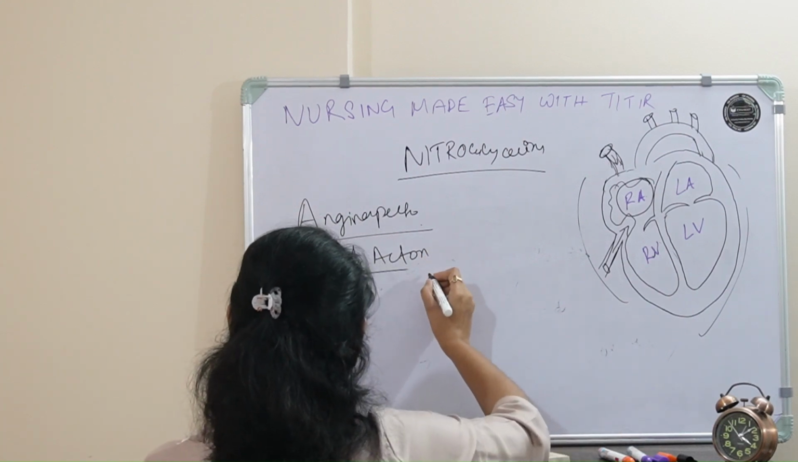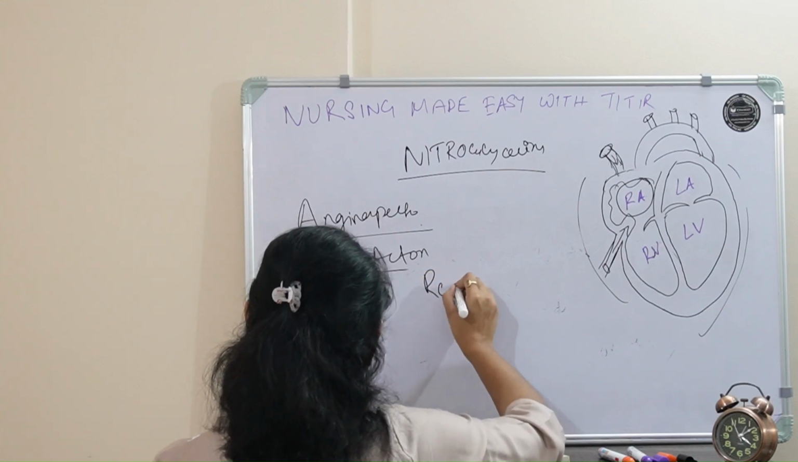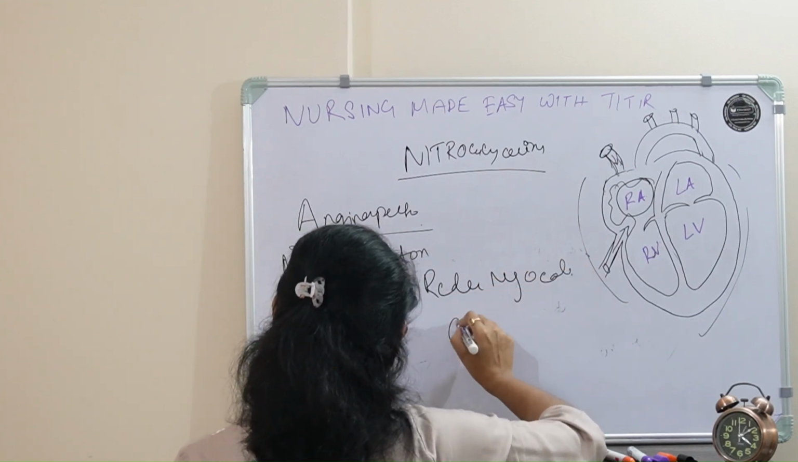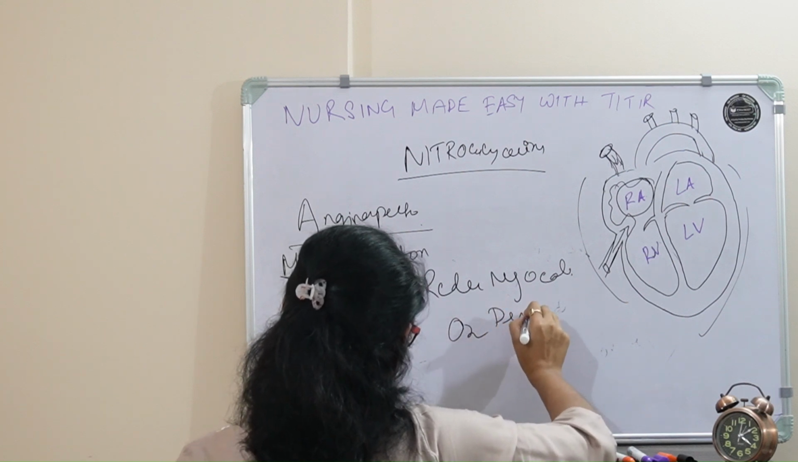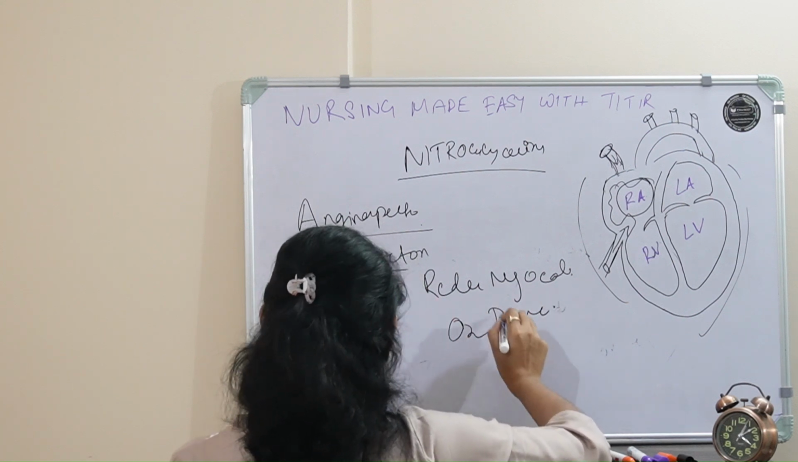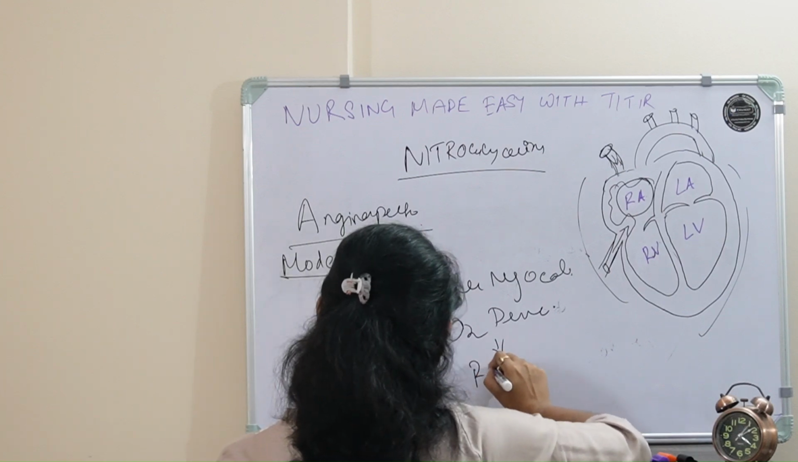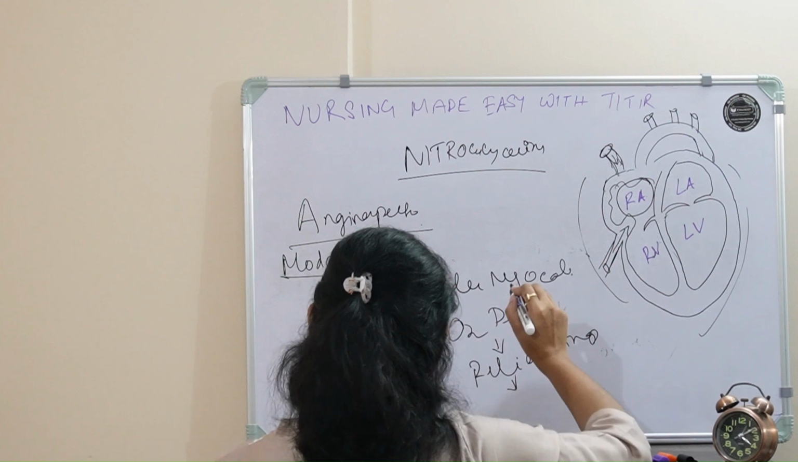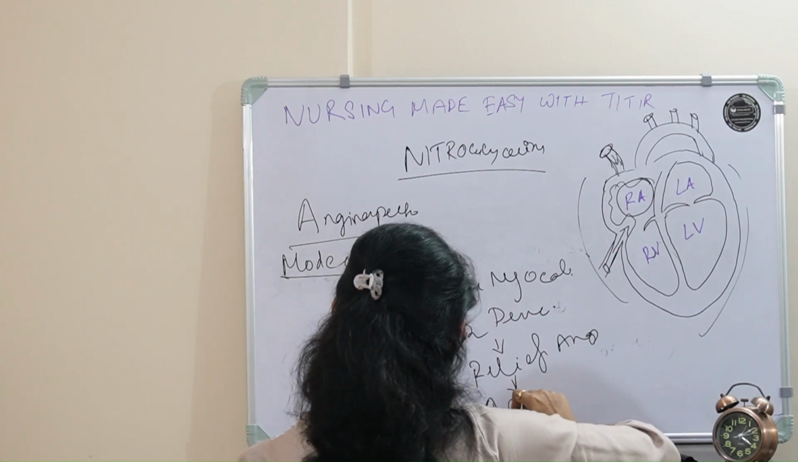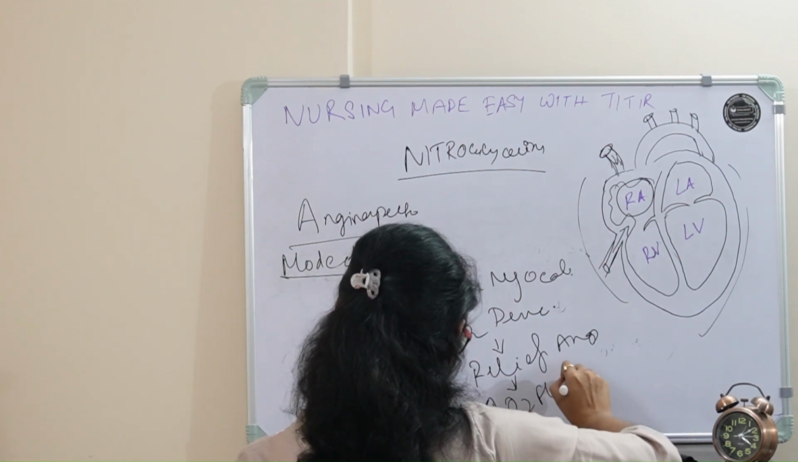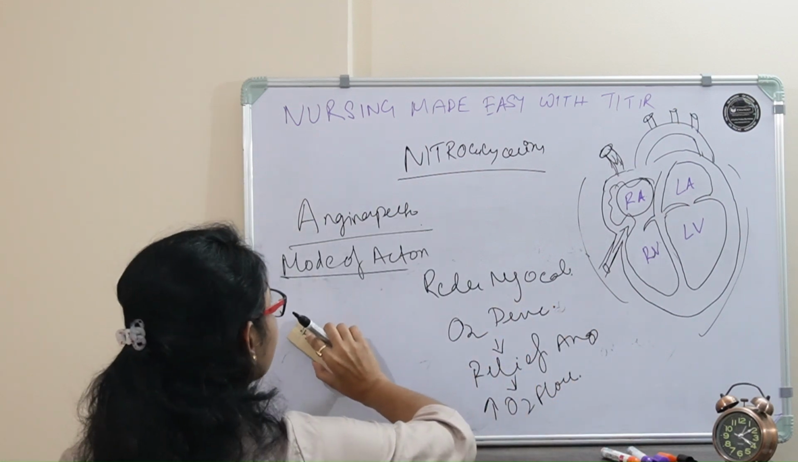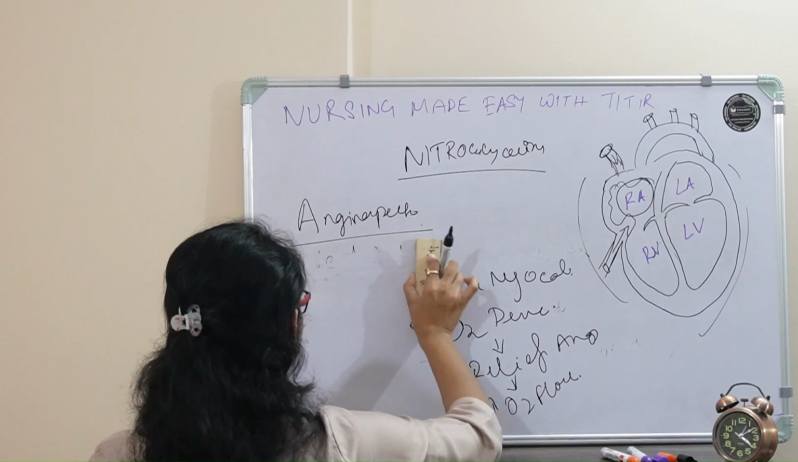So the overall effect is to reduce the myocardial oxygen demand. Second is relief of angina. Third is improving the oxygen flow to the cardiac muscles. Okay, this is the mode of action of nitroglycerin or NTG.